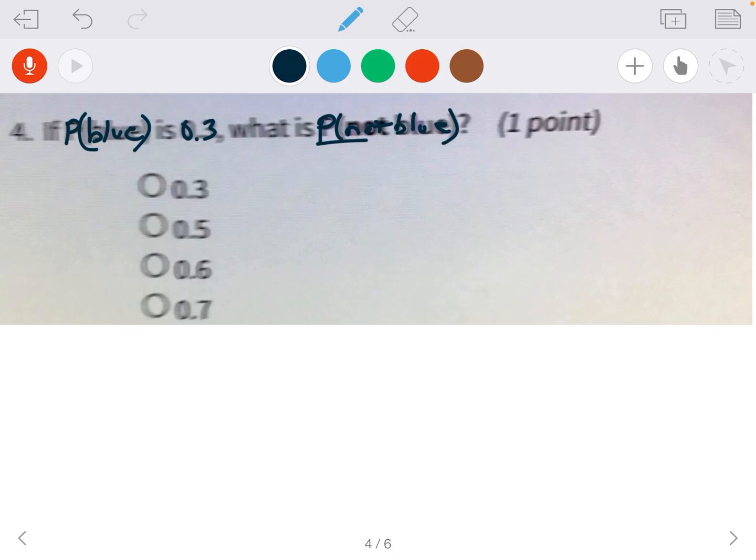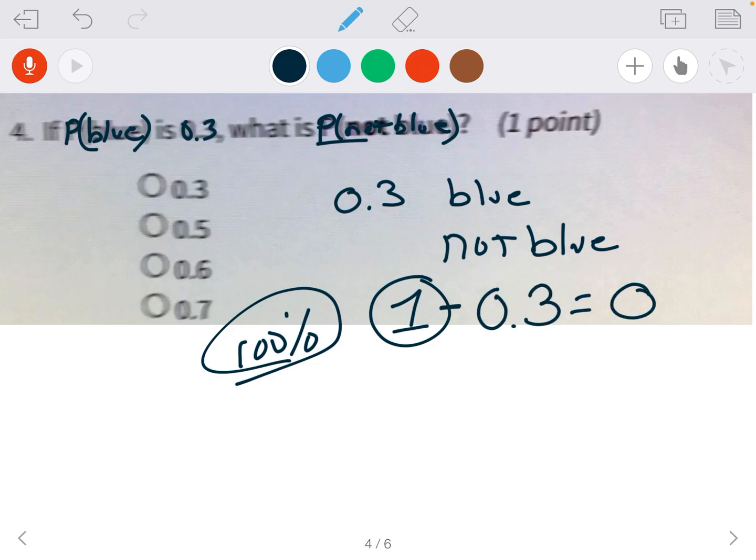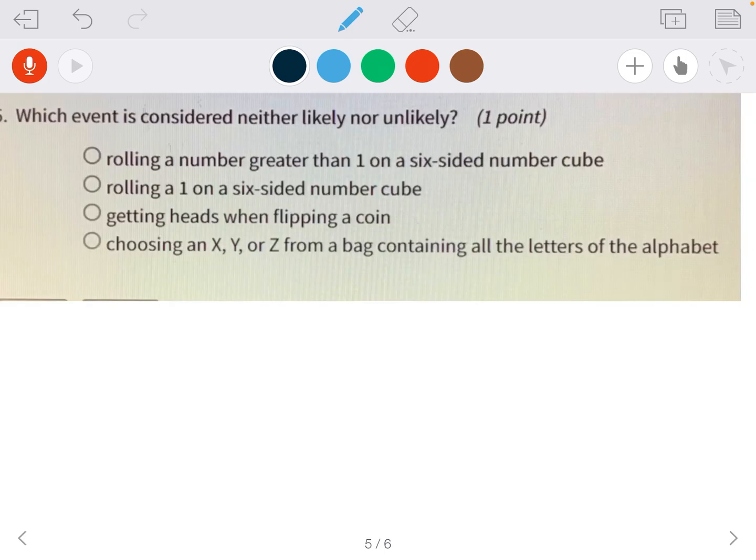So it's asking you what the probability is. The probability of blue is 0.3. Well, this is blue, yes. So what is not blue? What you need to remember is probability is 1 or 100% if we're talking about a total. So we're going to take the 1 and subtract 0.3, giving us 0.7. So your answer for 4 is 0.7.